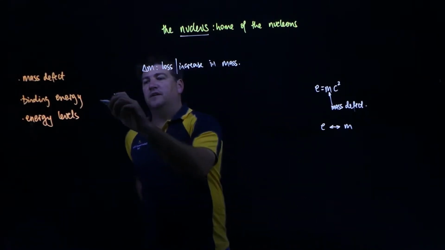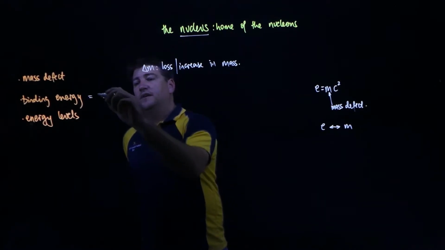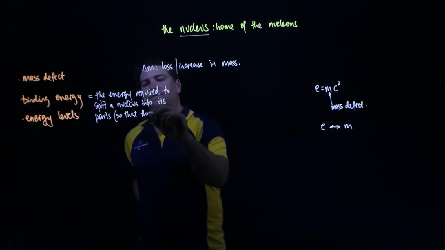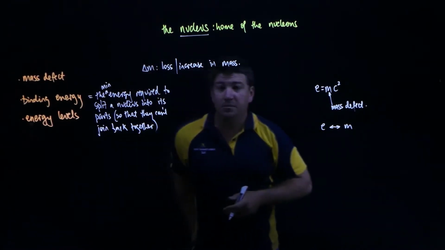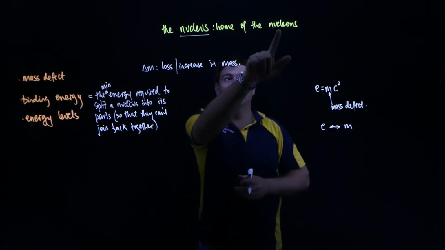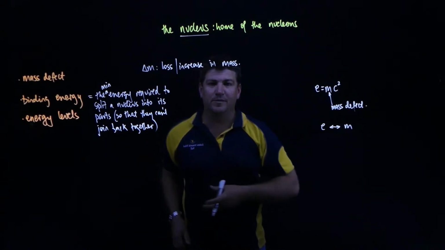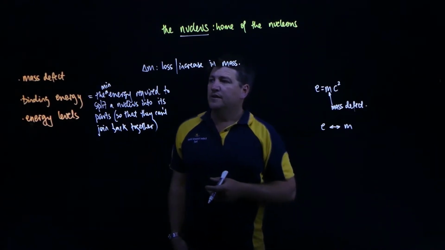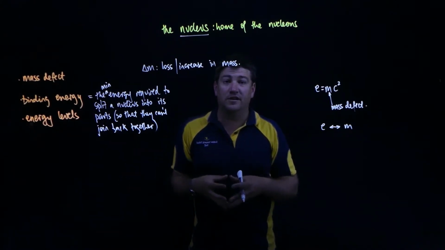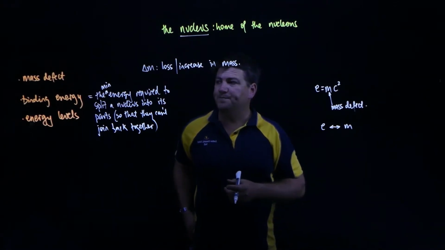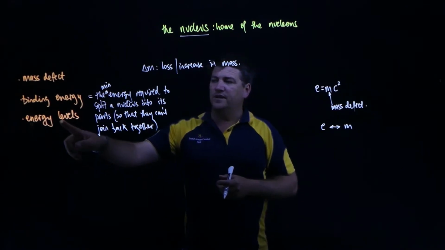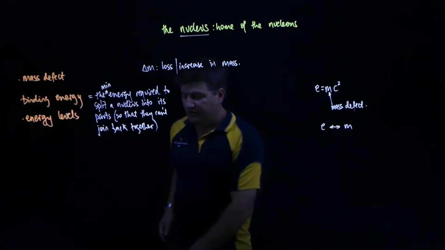So this binding energy is defined as the minimum energy needed to split something, the nucleus, into all of its protons and neutrons, so all of its nucleons, so that they won't end up joining back together at the end. So this binding energy is the amount of energy given off when you fuse small things together. It's the amount of energy given off when you split heavy things apart. This binding energy is related to the energy levels within a nucleus itself.